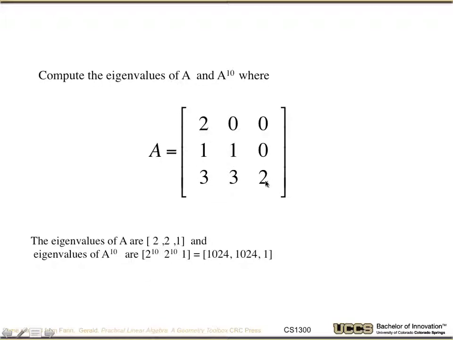And I surely hope that you recognize that you don't really want to compute A to the 10th by multiplying A times A times A times A times A times A, but to recognize that the eigenvalues of A to the 10th are the eigenvalues to the 10th power. So I can just take 2, 2, and 1 and raise them to the 10th power. I get 2 to the 10th, 2 to the 10th, 1, which if you did it with a calculator would be 1024, 1024, and 1. So eigenvalues of powers are easy to get to.